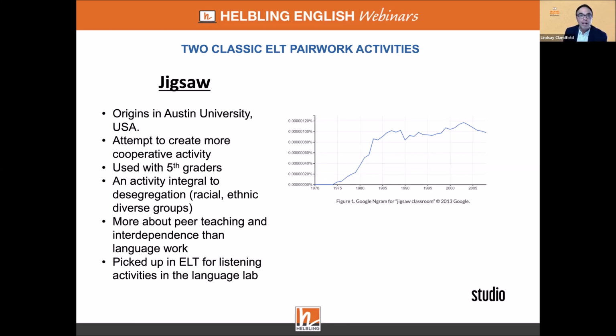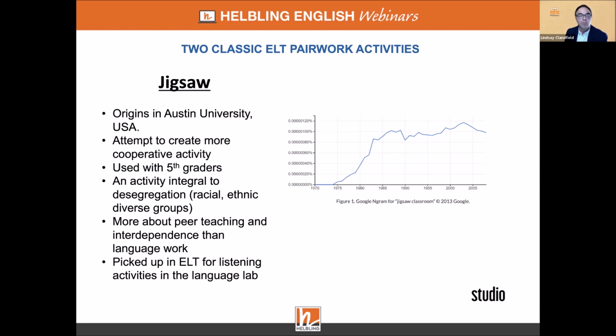What was really fascinating about the early writing about Jigsaw as a methodology is it was considered an activity integral to desegregation in the United States. So segregation is where children of different races were at different schools, and when they desegregated, they put them. Yes, you can still use it with adults, Lorraine asks. Yeah, definitely now you can. I'm talking about the origins. The origins was with children, to encourage children to work with other children from different backgrounds and different ethnicities.